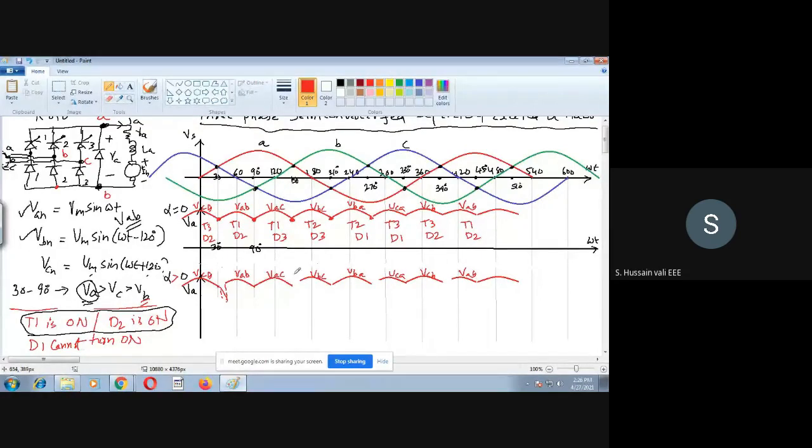Then what will happen at the end of 150? At the end of 150, A becomes lower. So when A becomes lower, B is higher. Then if you trigger this, assume that you are still triggering this, then what you find out is that as you don't trigger B yet, you are not triggering B. So when you don't trigger B, A is still conducting.